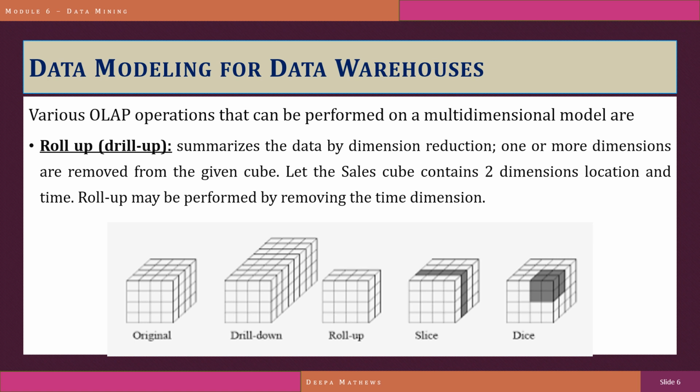It can also be called drill up. It summarizes the data by dimension reduction. So one or more dimensions are removed from the given cube. For example, if the sales cube contains two dimensions, location and time, this roll-up may be performed by removing one of the dimensions. For example, the time can be removed. So it summarizes the data only based on the dimension location.